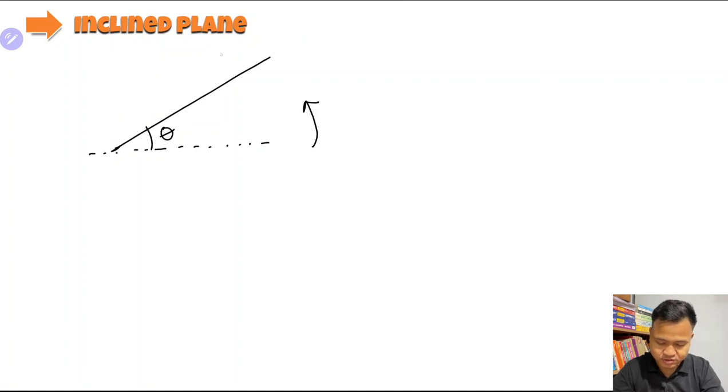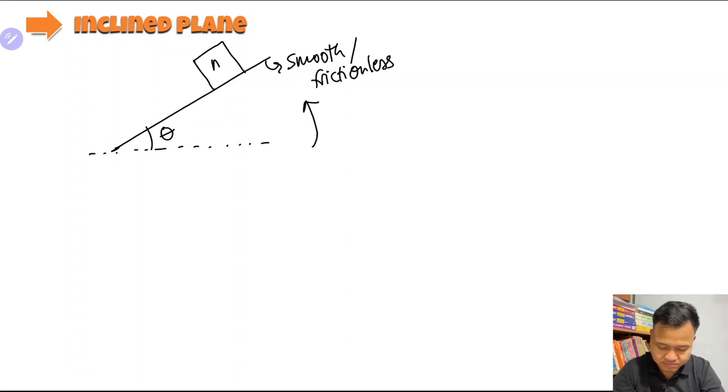Suppose I have a block. Suppose first let's see an inclined plane with no friction, frictionless, that means smooth. If I put a box of mass m, what will be the free body diagram? Mass m gives mg, and mg is always downward, because mg is gravity.